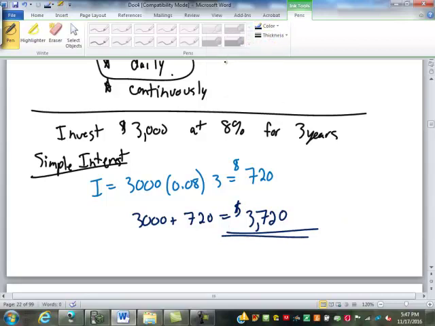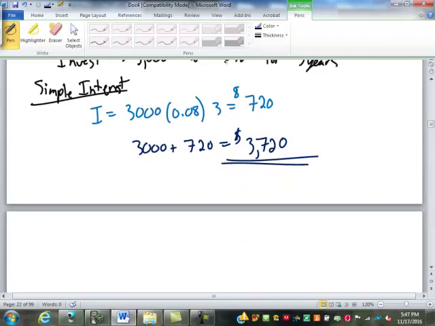If I'm going to do compound interest, let's say I'm going to compound quarterly.